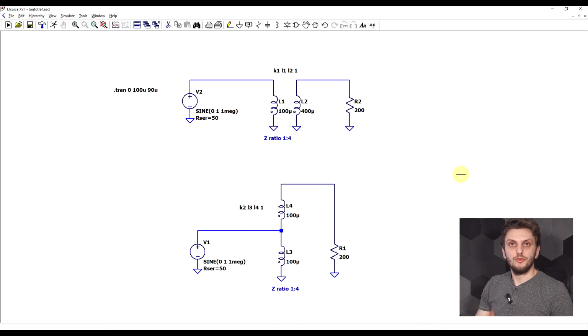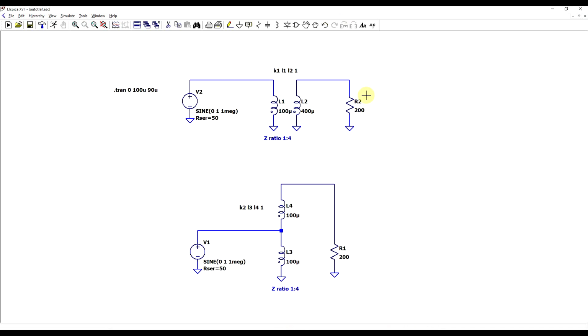Now we can show this off by starting from a previous example. So what I have here in the upper side is a transformer matching the 50 ohms of the signal source to the 200 ohms of the load using isolated inductors, and in the bottom side I'm matching the same impedances, but this time using two inductors in series.